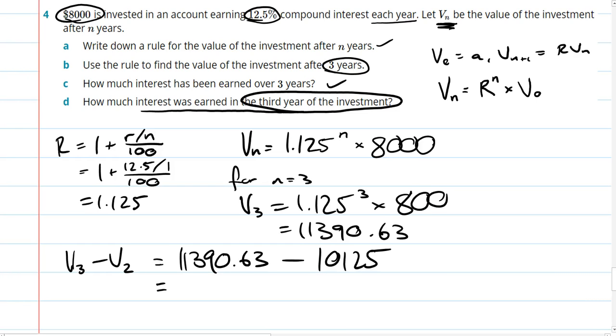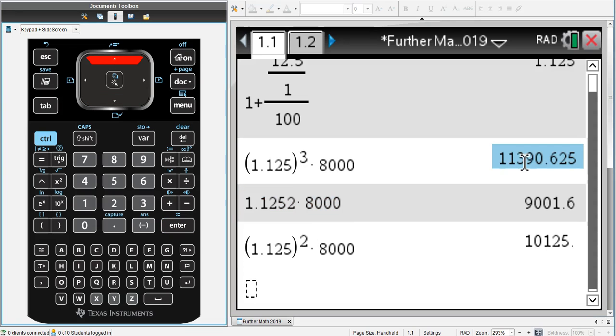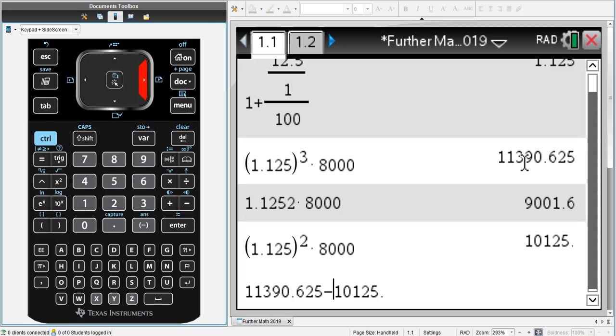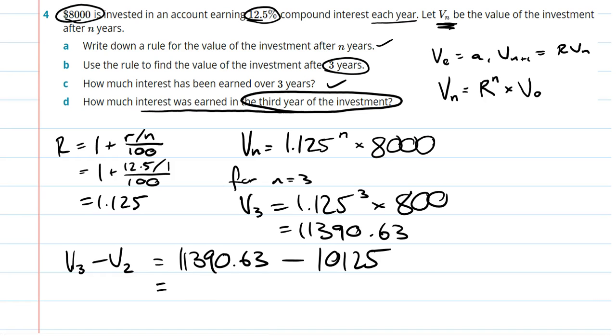And if I work out the difference between those two, 11,390 minus 10,125, just correcting the first one for cents, that's $1,265.63. There we go.